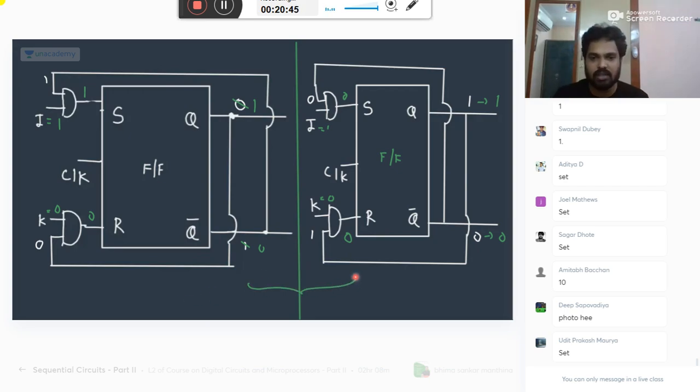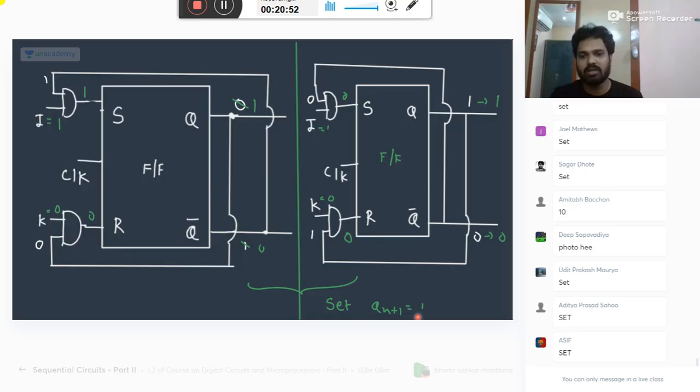So you can say it is equal to the set condition. Qn plus 1 equal to 1. The last case we should analyze.